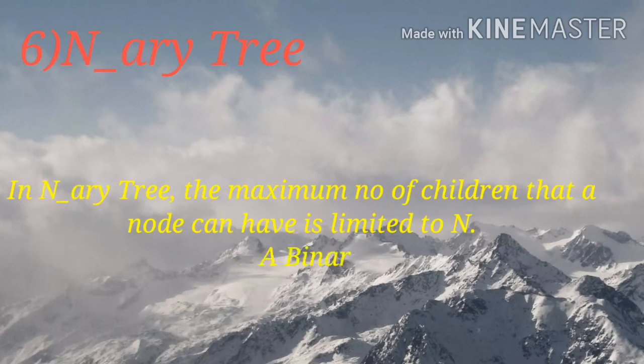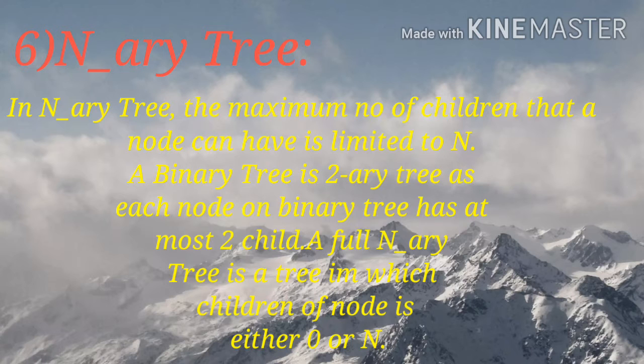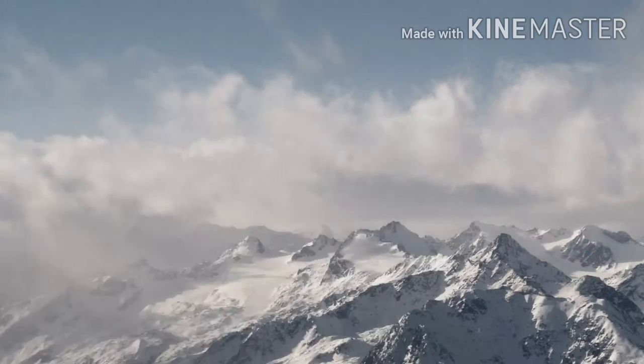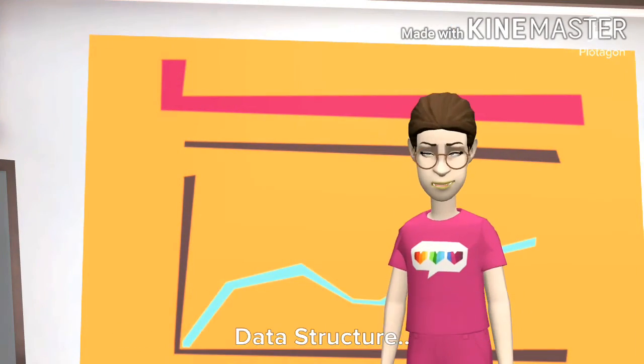An n-array tree. In an n-array tree, the maximum number of children that a node can have is limited to n. A binary tree is a 2-array tree, as each node in a binary tree has at most 2 children. A full n-array tree is a tree in which the number of children of a node is either 0 or n. Fig: n-array tree.